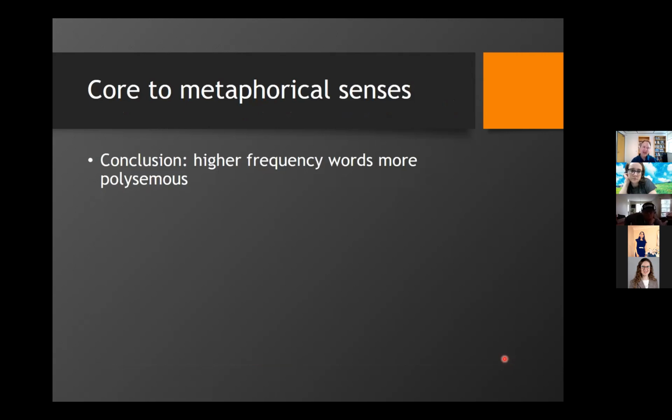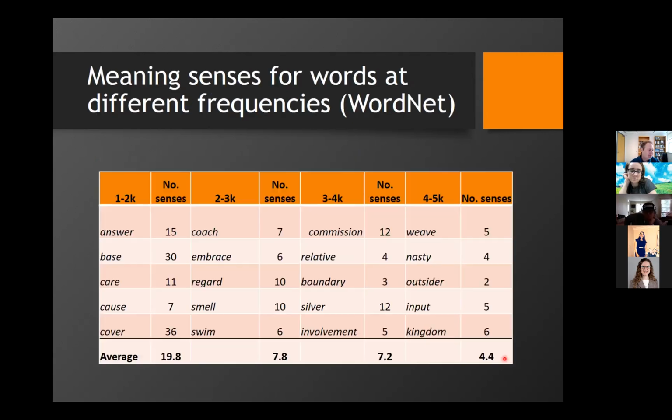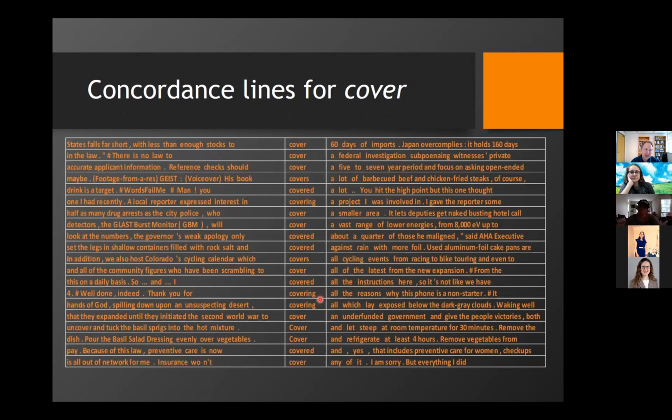Now, starting from that, I'd like to take a look at one of the words we looked at, which is cover, which we said had 36 senses. And I prepared just concordance lines from a corpus, from the COCA, Corpus of Contemporary American English, for cover. And if you read through some of these, you can sort of see a trend. And when you look at, for example, cover a 5 to 7 year period, you covered a lot, covering a project.